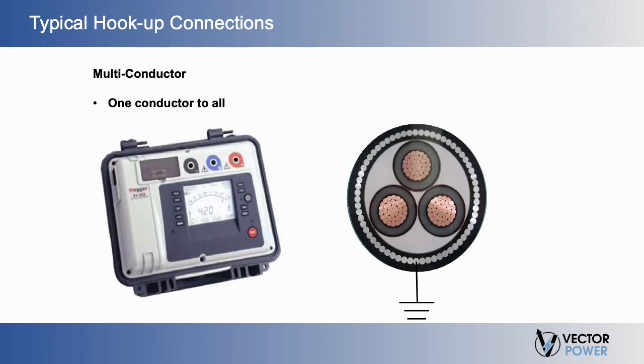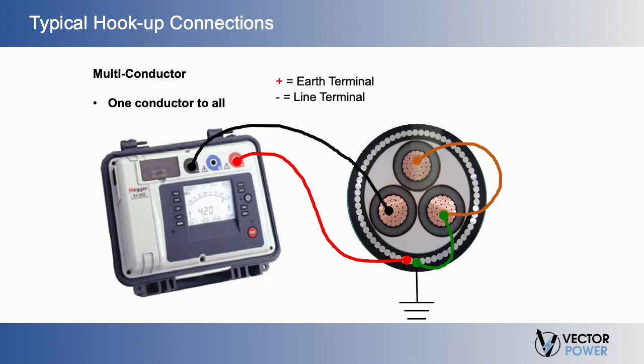When testing a multi-conductor cable, if you wish to measure one conductor to all other parts, make the following connections. 1. Jumper two of the conductors together. Next, jumper the two conductors to the cable's sheath or neutral. Third, connect the positive or the earth terminal to the cable's sheath or neutral. And finally, connect the negative, the line terminal, to the conductor of interest.